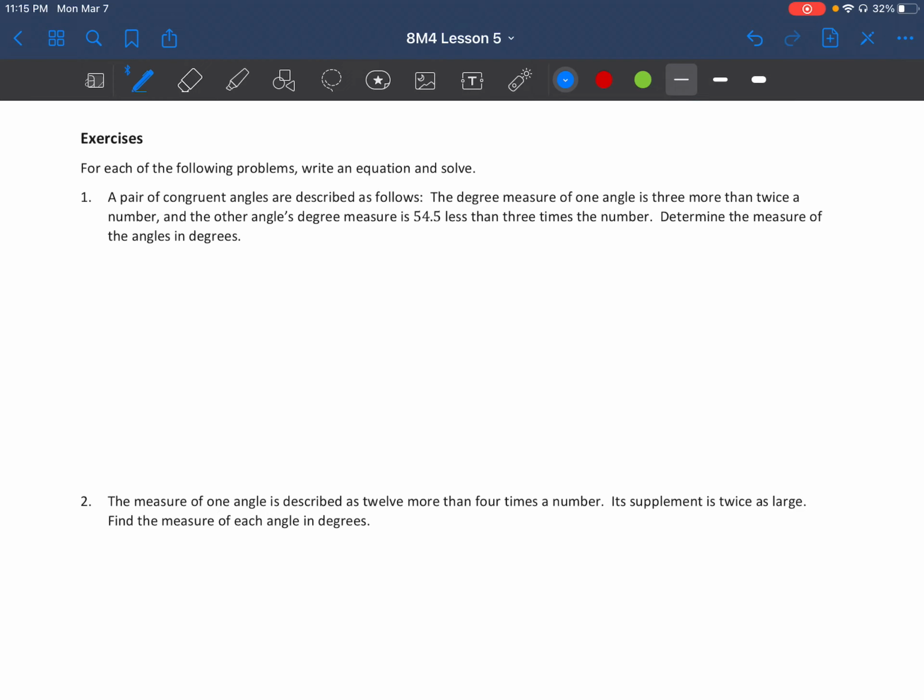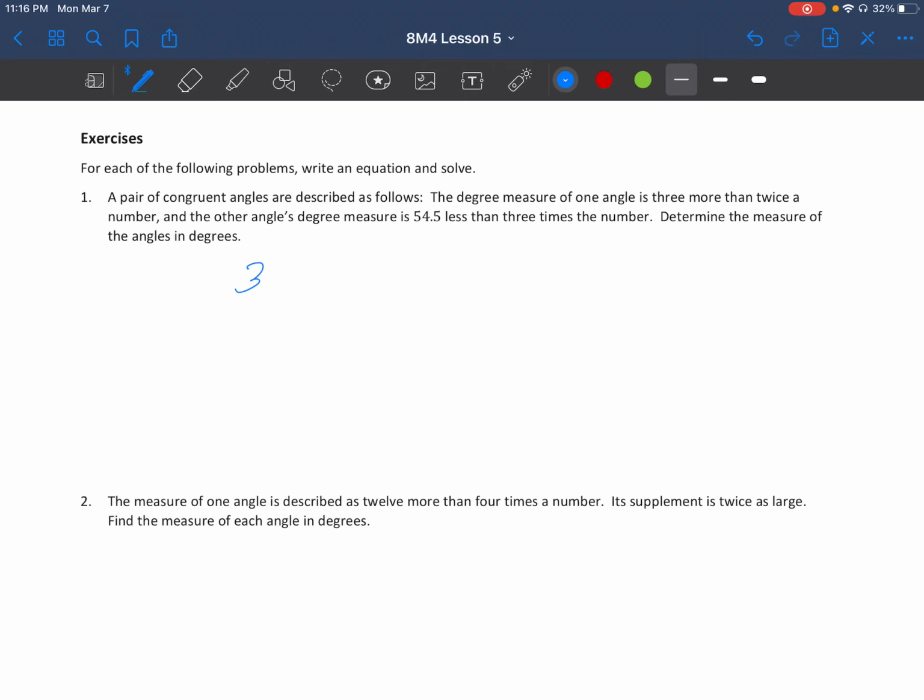All right, let's try some exercises together. So for each of the following problems, we're going to write an equation and then we're going to solve it. So for number 1, a pair of congruent angles are described as follows. The degree measure of one angle is 3 more than twice the number, and the other angle's degree measure is 54.5 less than 3 times the number. Determine the measure of the angles in degrees.